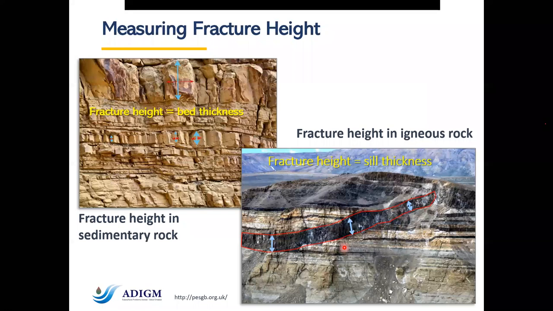These are the examples. On the left hand side are the sedimentary rocks. So the fracture height is equal to the bed thickness. You can see that these fractures stop at the bed boundary. So it does not propagate beyond the boundary. Well, some of them do, but in the majority, it's usually stopped at the bed boundary. And there's also a correlation between the bed thickness and the fracture intensity that we will discuss later.